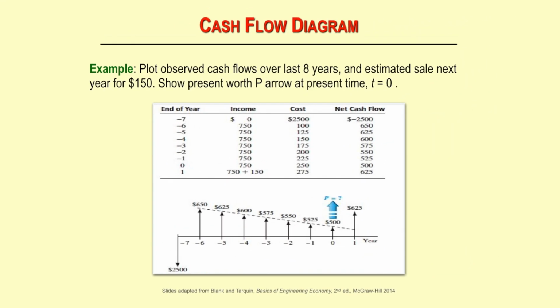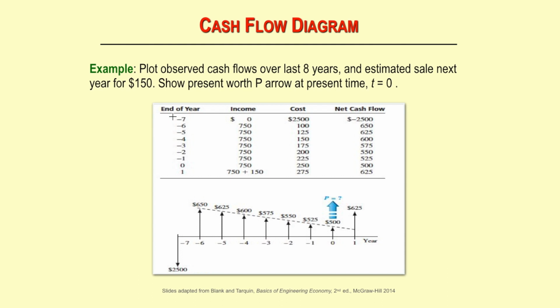Now here's another example of a cash flow diagram which is slightly more complicated than our previous example. We have cash flows over an 8-year period starting at year t minus 7 until t equals to 1. For every year there is an income and cost. From there you can calculate the net cash flow of that particular year.